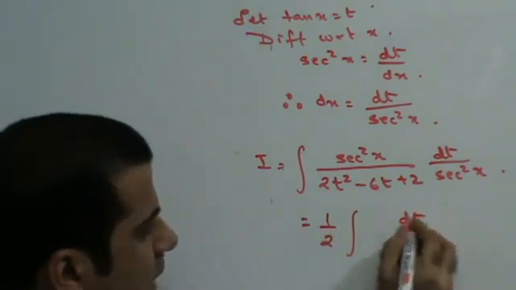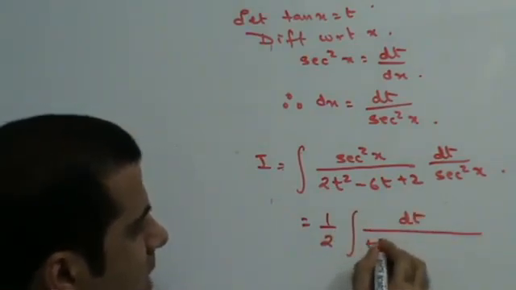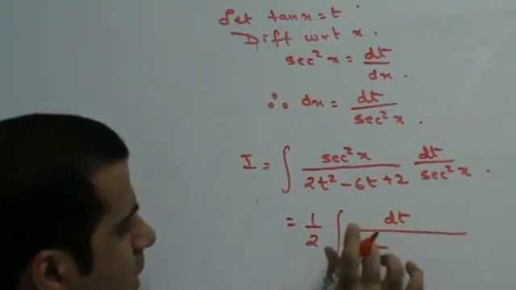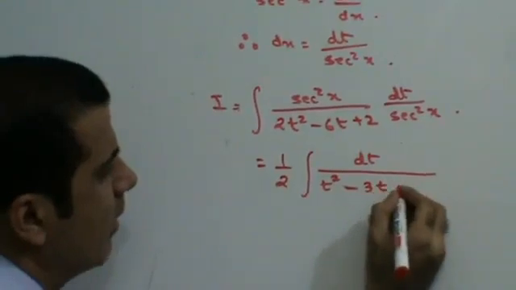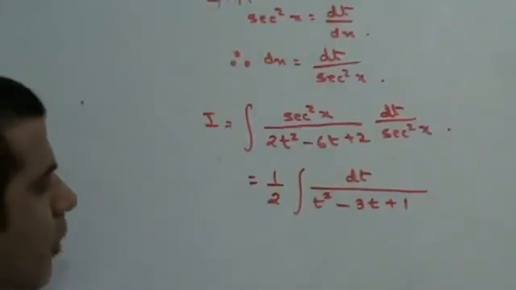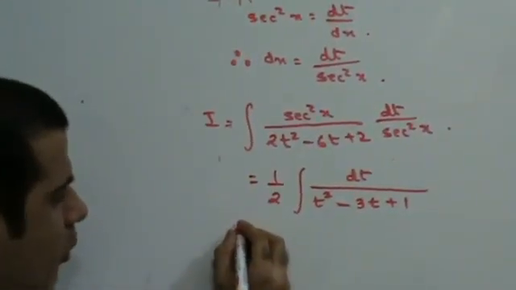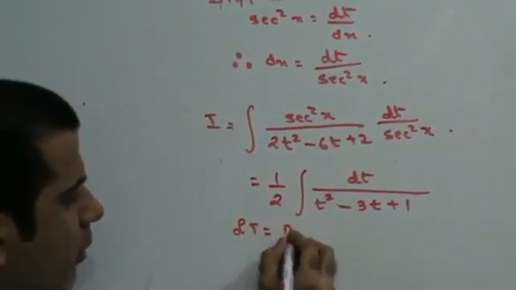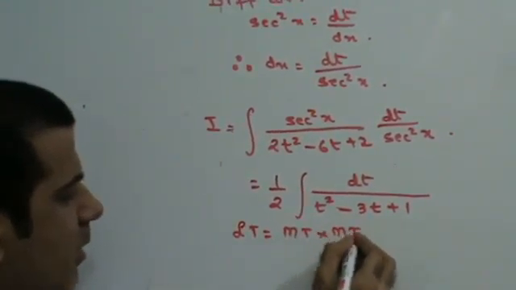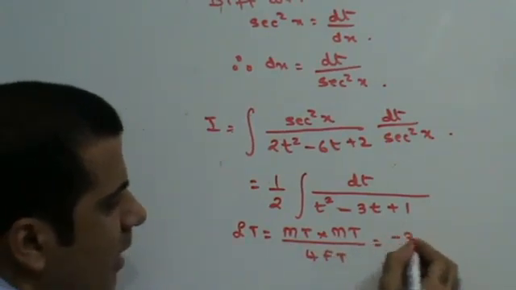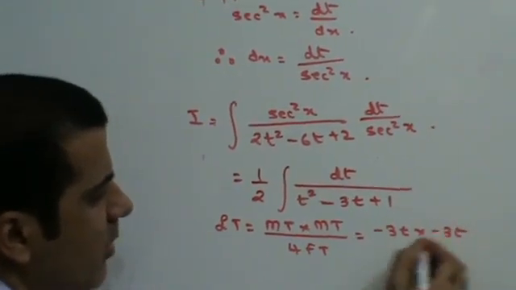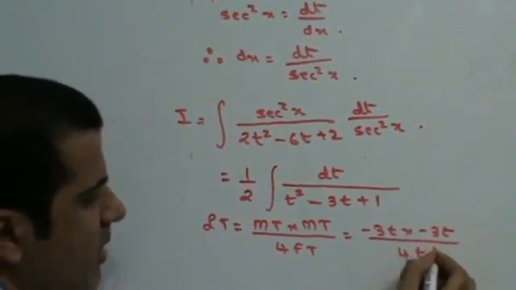So this is going to be dt upon t square minus 3t plus 1. Okay. Now, perfect square. In order to make this a perfect square, you need to find the last term. The last term is the middle term into the middle term upon 4 times the first term. That is minus 3t into minus 3t upon 4 times t square.